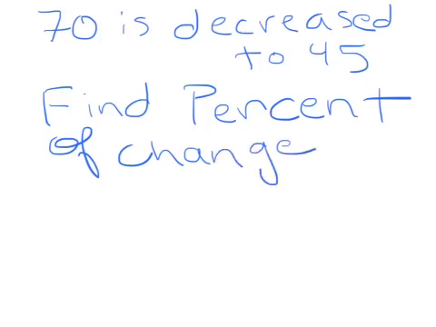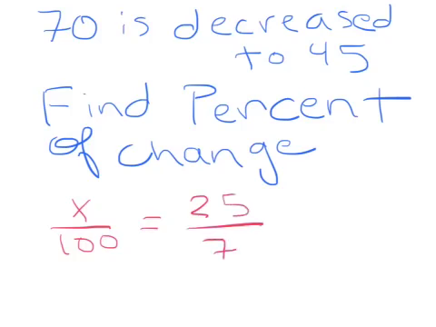Who has the ratios for me? Nadine? X over 100. Thank you very much. Can you explain to me why you have an X on the percent? Because they want you to find the percent, and the rule always says percent over 100. So it's X over 100.